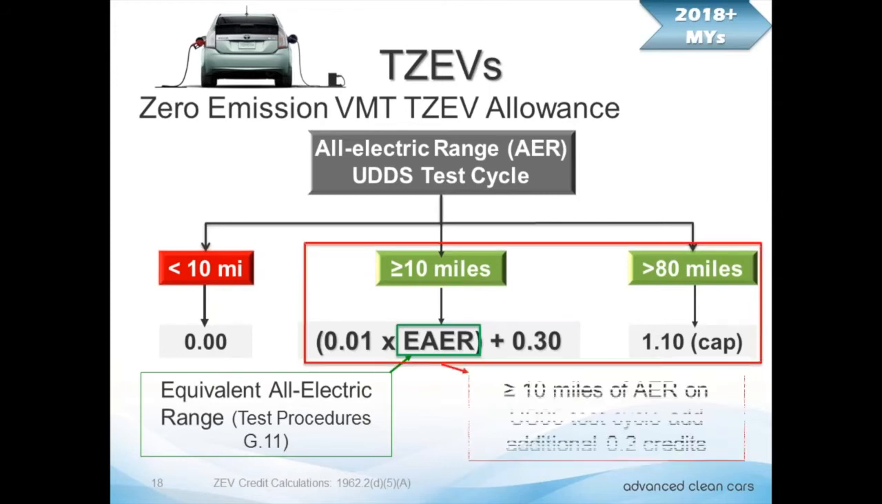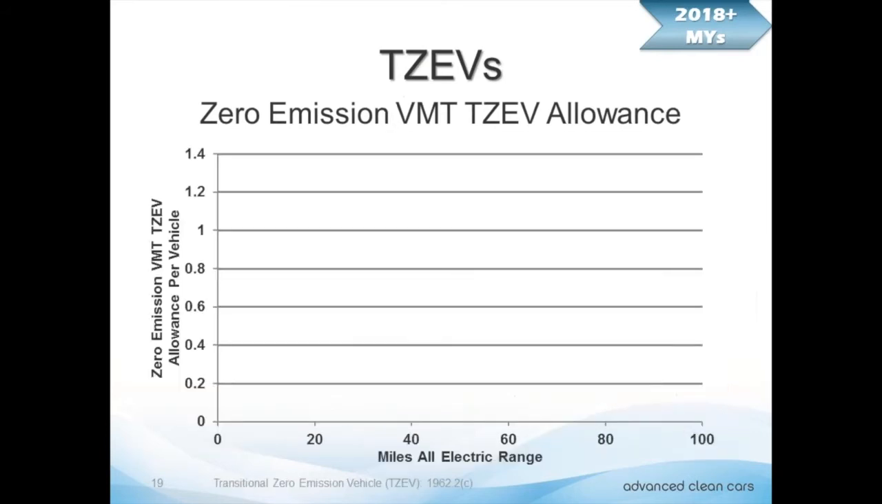In addition, each vehicle capable of achieving at least 10 miles of all-electric range on the US06 drive cycle are eligible to earn additional 0.2 credits per vehicle. The US06 test cycle is more aggressive than the UDDS test cycle and simulates real-world urban driving. In order to give you a little more context, let's take a look at the possible credits a vehicle could earn under the zero-emission VMT TZEV allowance.